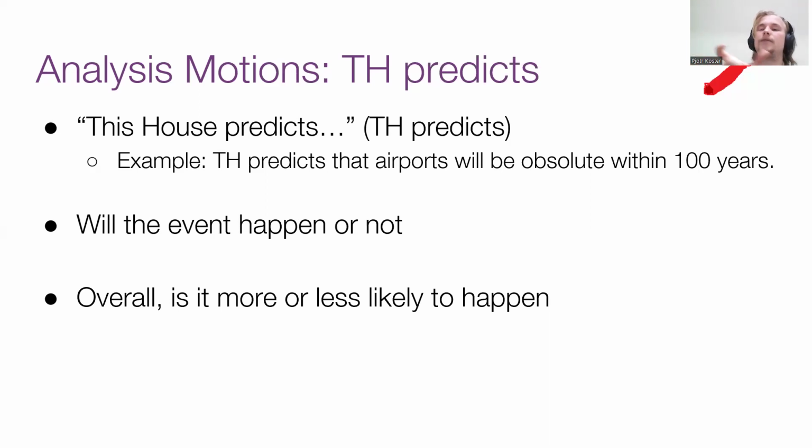It's like a burden of 50-50%. That given all the information, I would lean 51% in favor or 51% against the motion, at least. And it's just explaining, is it likely to happen or not? And then you just give reasons why it's likely to happen or not, not necessarily whether this is a good thing. So you don't argue that airports becoming obsolete is a good thing.